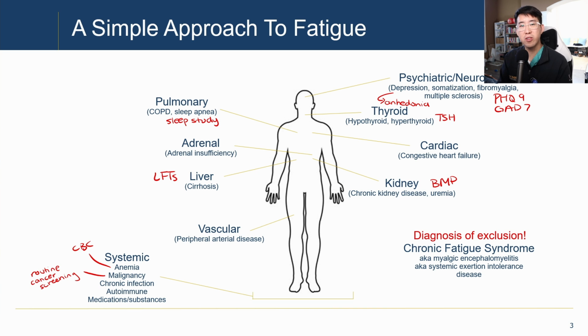I hope this was a helpful basic outline and approach to the evaluation of fatigue. Remember, look at the duration of symptoms first, and if it's subacute and chronic, then you're going to be more concerned for a chronic medical or psychologic etiology of their fatigue. And then after that, go through a head-to-toe approach to hit all the different systems that may be potentially leading to the patient's fatigue and order an appropriate workup as indicated.